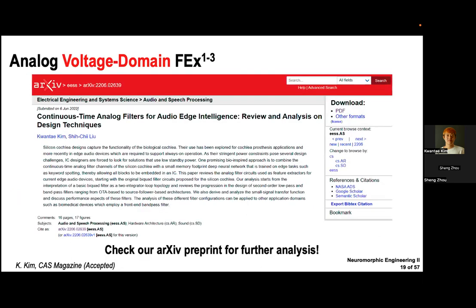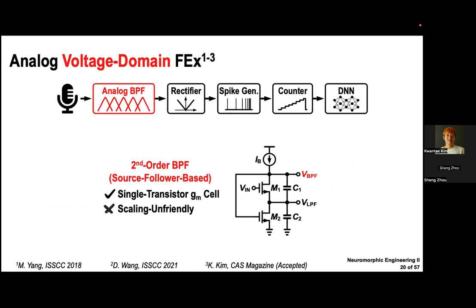And actually, those best research and best survey are recently accepted for CAS Magazine. So if you are interested in studying more about it, please check our arXiv preprint for further analysis. Okay, so this kind of source follower based second order bandpass filter is very power efficient and very compact, because a single transistor implements just a gm cell for building the integrator.